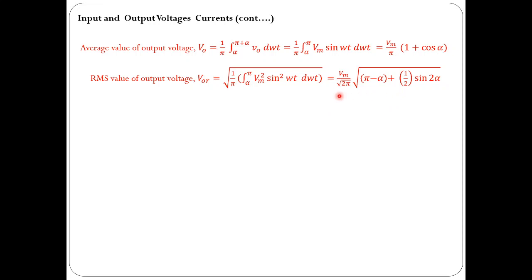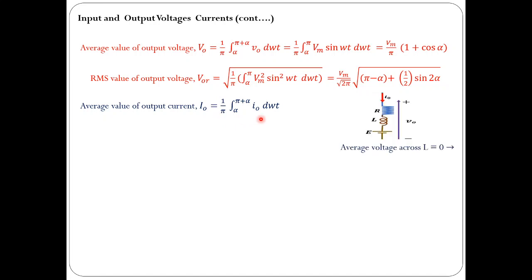This is the formula for the RMS value. Please do it on your own, and you will get this value. Please try to go for simplification, and you must get this value. If you have any difficulty, please give me feedback on whether this value is true or not. Anyway, now the average value of output current. So once again, this is the formula, so do it. And for the RLE load, the average value of voltage across the inductor is 0.